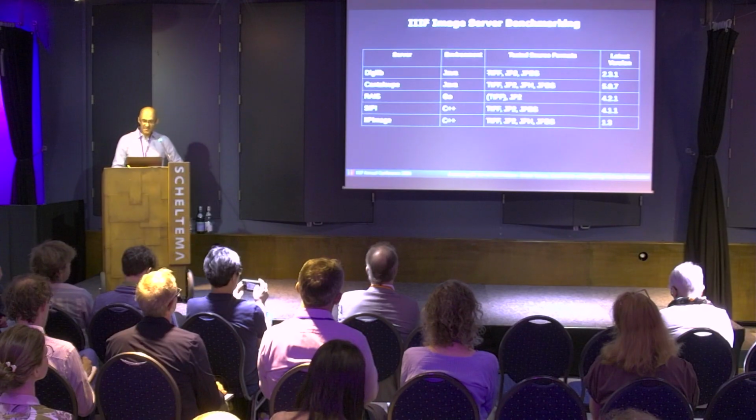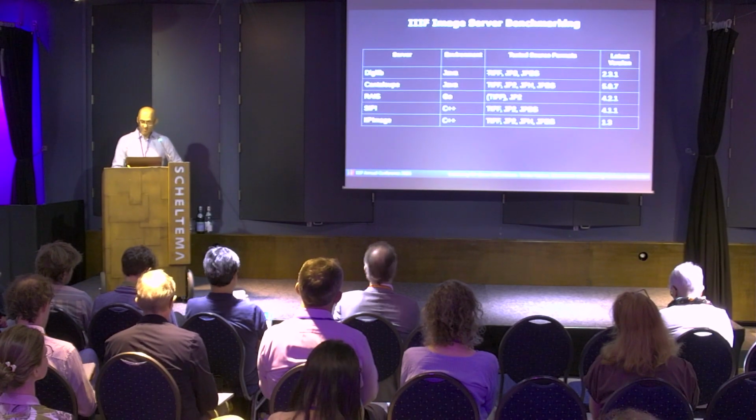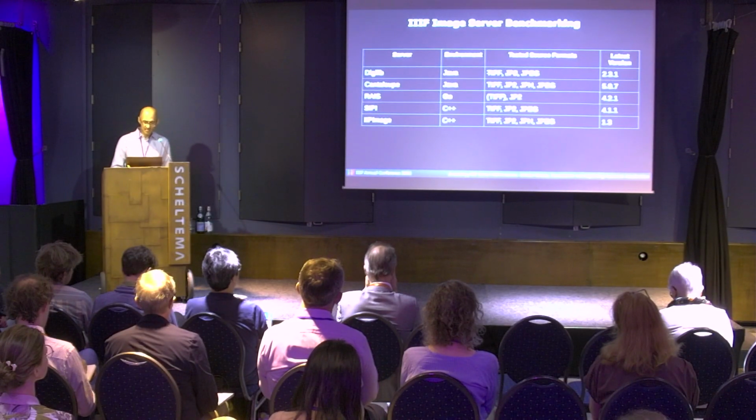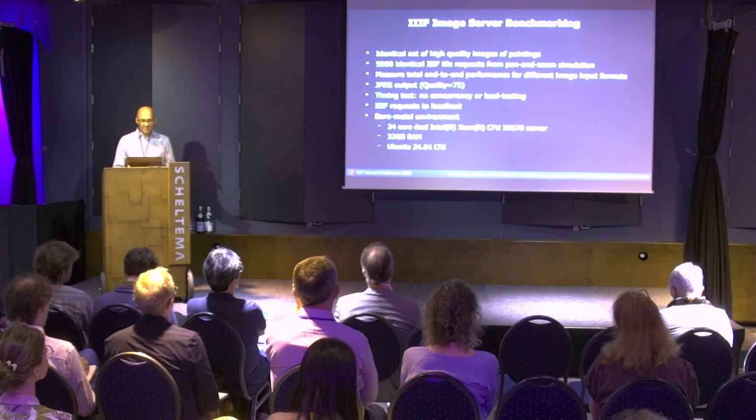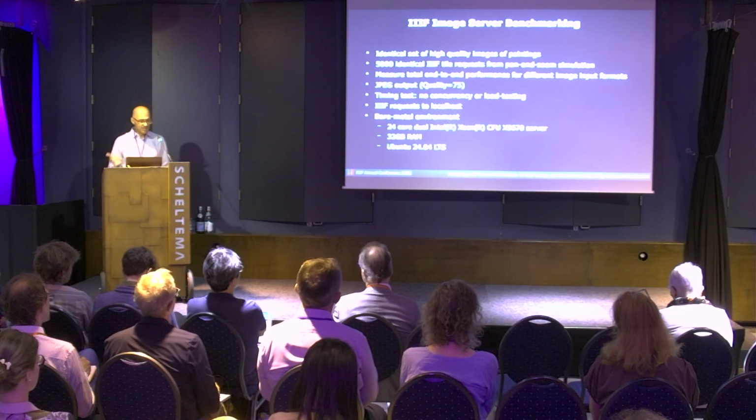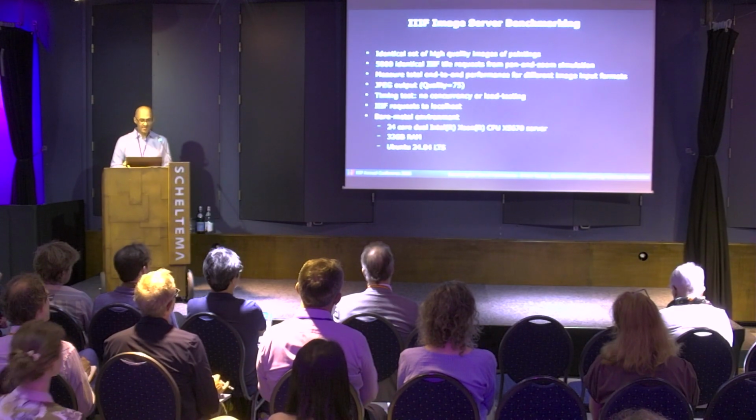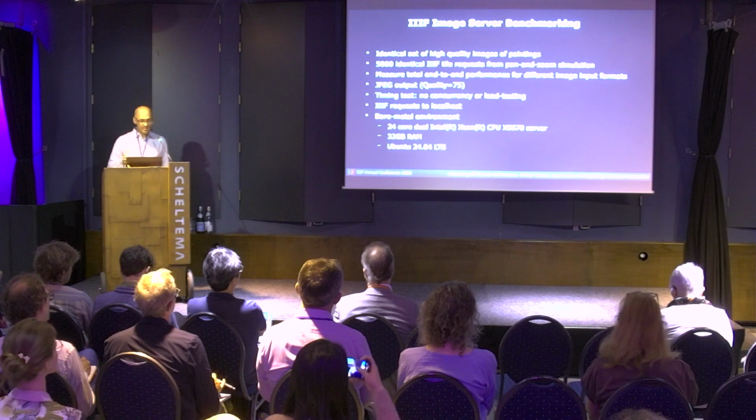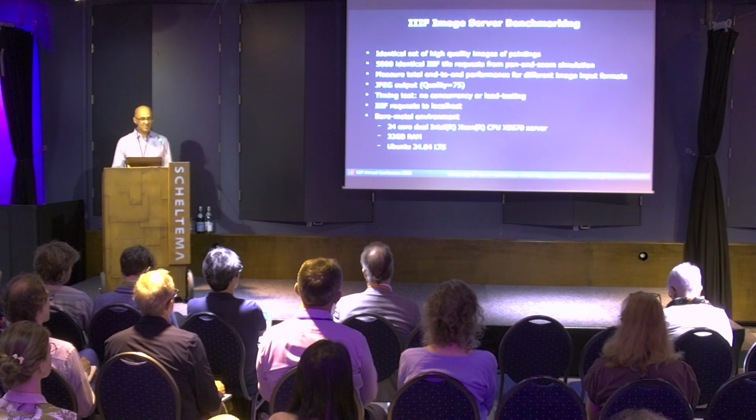And we tried using various input formats. Some of them don't support all of these input formats, or have problems with some of these formats, but we tried to use the common input formats. We used an identical set of images of paintings for each of these servers, identical IIIF requests, and fixed the JPEG output quality level to the same. We're not doing load testing or concurrency here. It's just pure speed of the process, right?